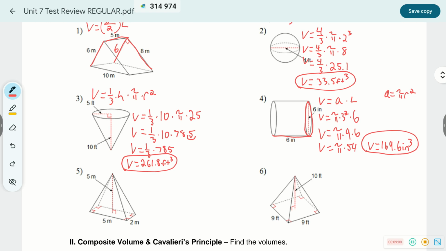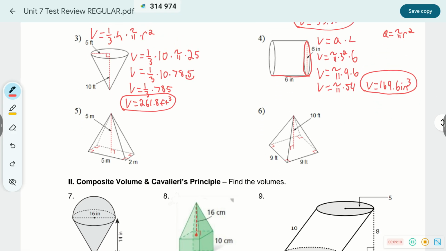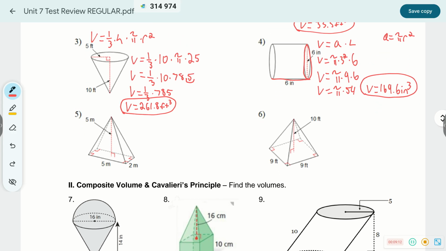Okay. Does everybody have number 3? Okay, so I can get rid of that.